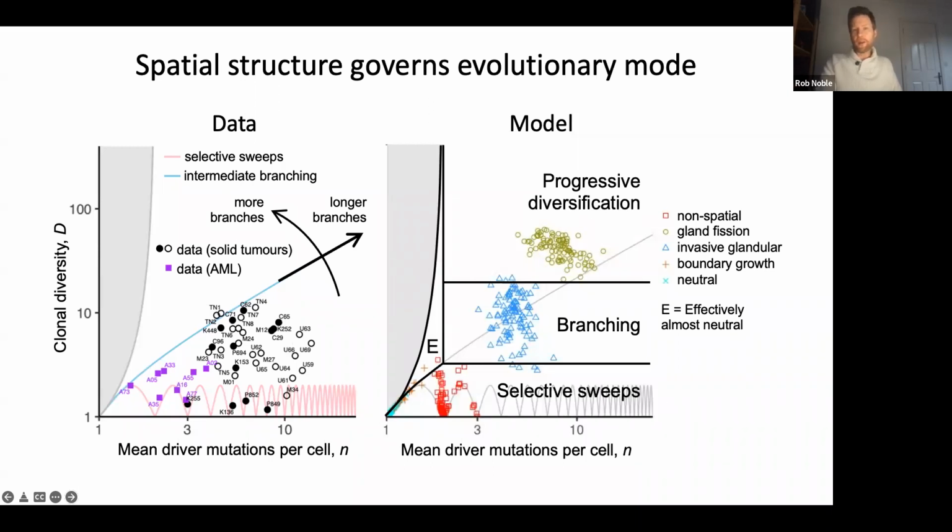The other thing you can see here is that progressive diversification achieves higher number of driver mutations and higher diversity. The neutral models are all stuck near the bottom left-hand corner. We divide this region into areas so that we can talk about modes of evolution.